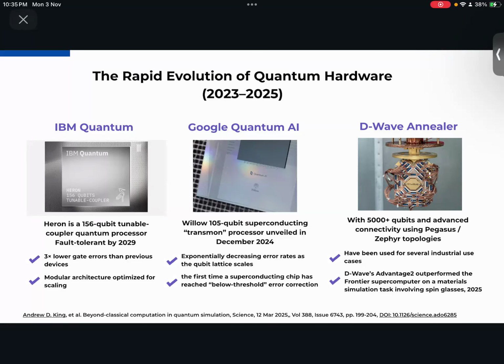We also have Google Quantum AI. They have their Willow chip with 105 qubits, and based on their latest announcements, they have reached below threshold in error correction in their quantum chips. We also have D-Wave, one of the companies that have a slightly different architecture than the first two, which are superconducting. They have more than 5,000 qubits, and they already have use cases with industries.